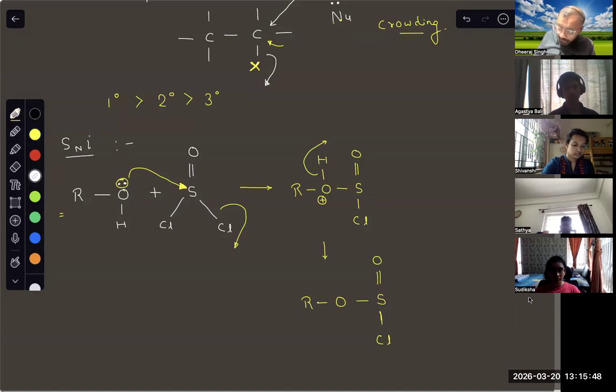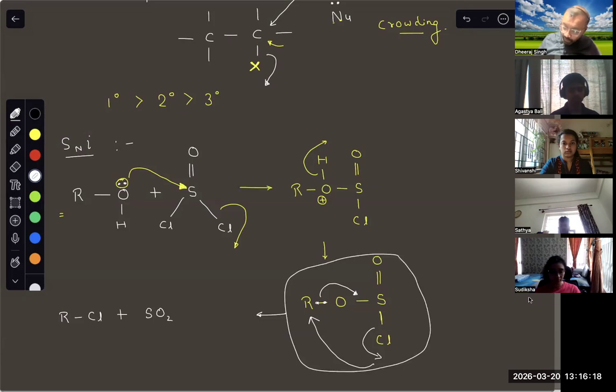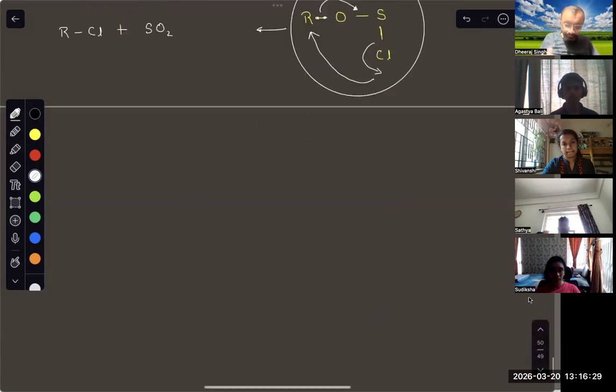Now you will see that although this mechanism is not very important, you should understand that such things you will see later if you study higher order organic chemistry. This lone pair will shift here and create SO2. This Cl minus is released, and this Cl minus will attack R. This is intramolecular attack. So RCl plus SO2 gets formed. You can see that Cl minus comes from the same molecule and attacks the R. That is why it is SNi. Little weird, but this is what it is.